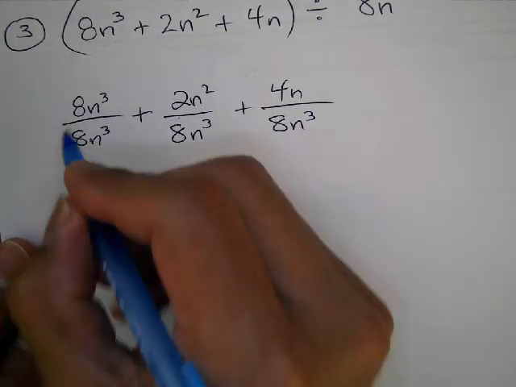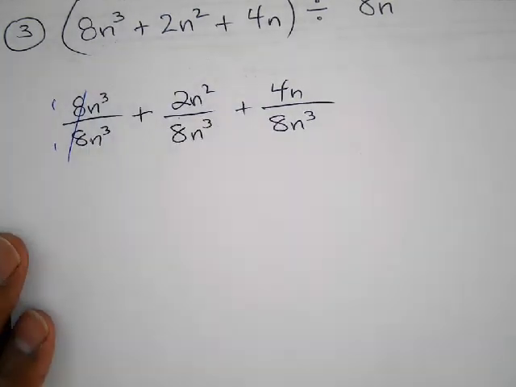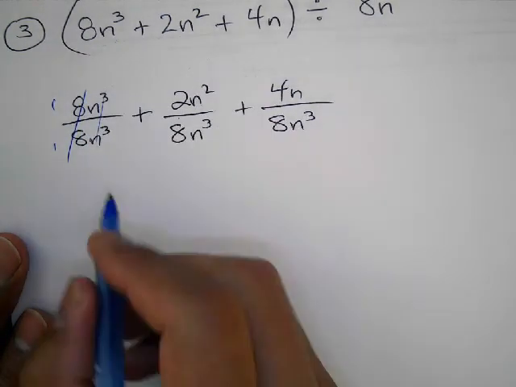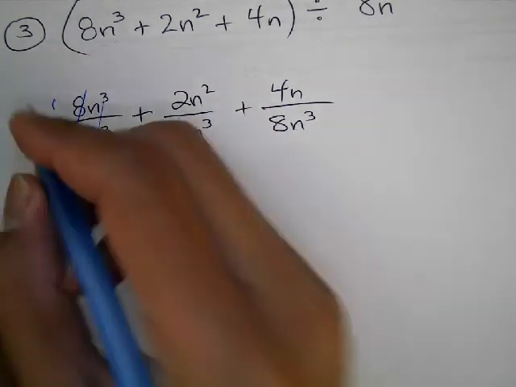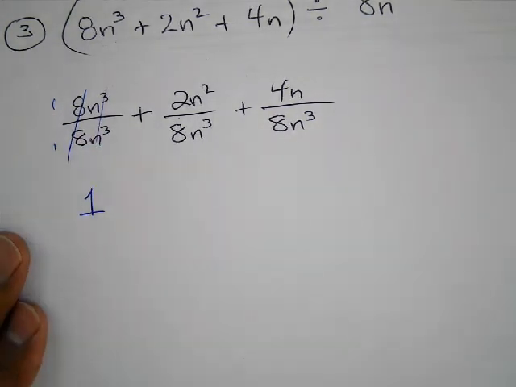What's going to happen here? The 8 divided by 8 cancels, and 8 divided by 8 is 1 over 1, which is 1, and then the n's cancel, which is also 1, so what, you don't get 0. If everything cancels, it's 1 divided by 1, so you get a 1.